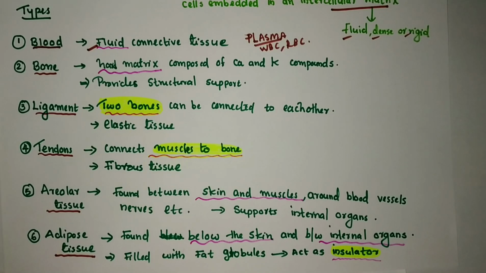Fluid connective tissue is blood. Connection between two bones is with the help of ligament. Connection between muscle and bone is with the help of tendons. So the connective tissue which supports internal organs is areolar tissue.